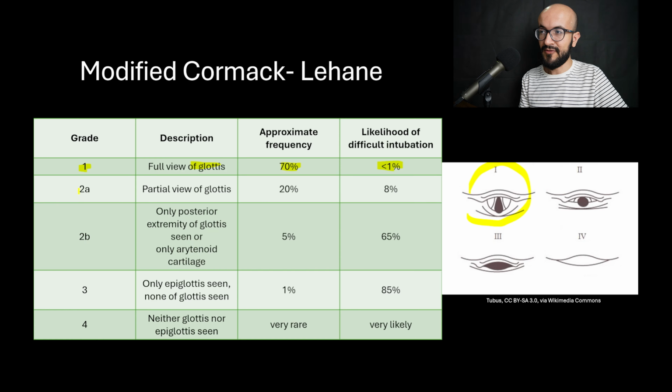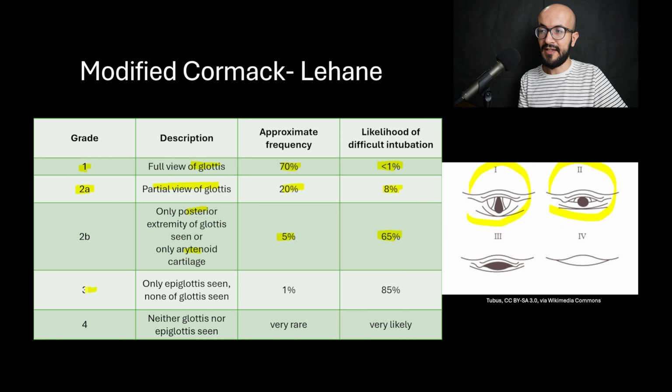In grade 2 we have 2 types, A and B. In grade 2A you see a partial view of the glottis, and that is seen in 20% of patients, and the likelihood of difficult intubation is 8%, and grade 2A is in this picture here. In grade 2B, only the posterior extremity of the glottis can be seen, or only the arytenoid cartilage can be seen, and that is in 5% of patients, and the likelihood of difficult intubation is around 65%.